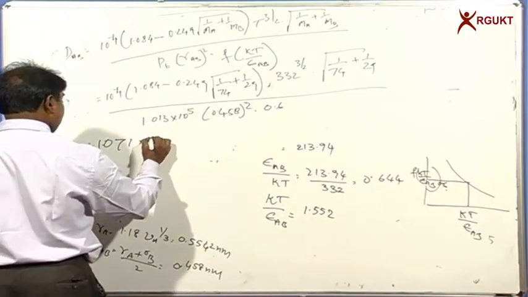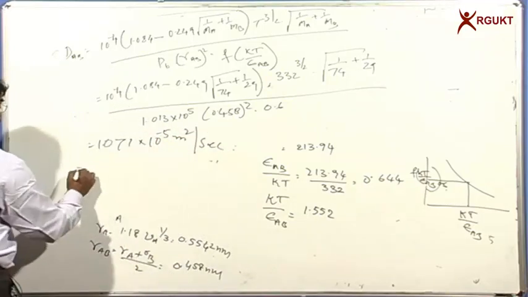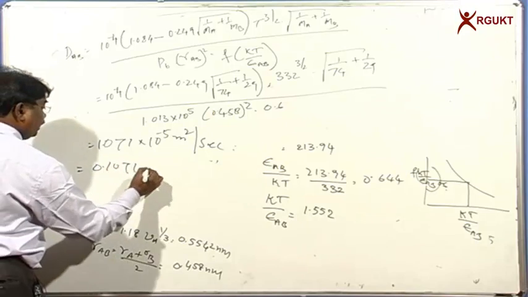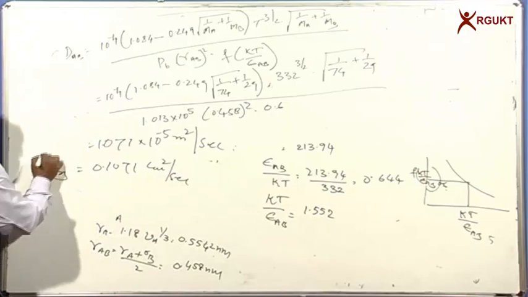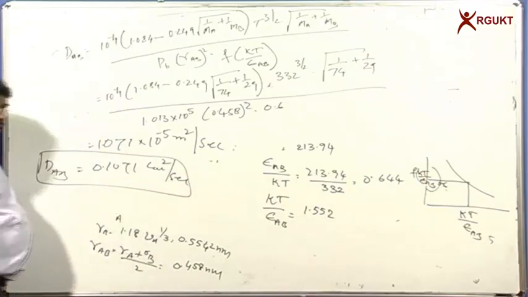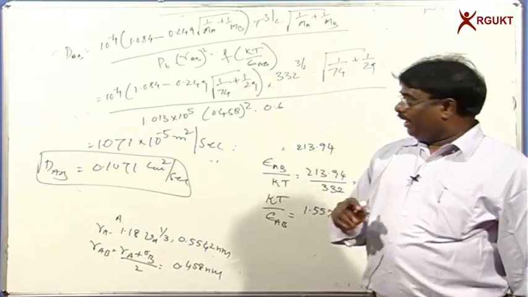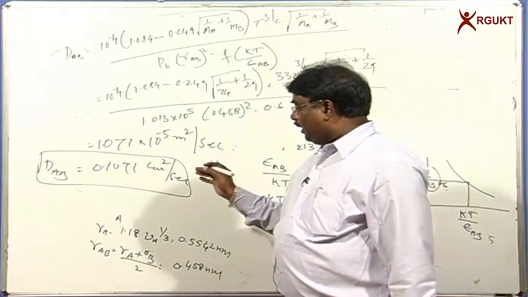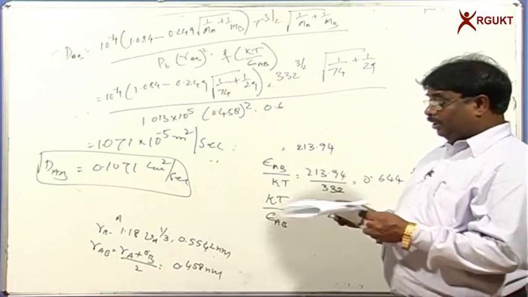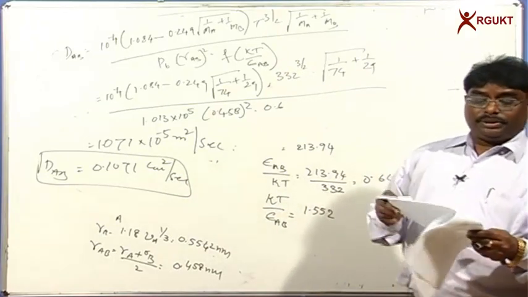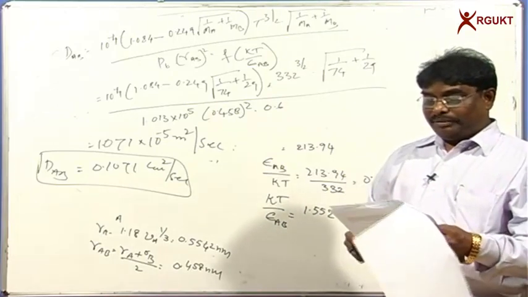that is equal to 1.01 into 10 power minus 5 meter square per second, or 0.1071 centimeter square per second, that is the diffusion coefficient of A in B. So we are using the Wilke-Chang equation for the estimation of diffusion coefficient of A, that is butanol in air. That value is coming around 0.1071 centimeter square per second. This problem clearly explains that when the diffusion coefficient values are not known, one can use these expressions and calculate.